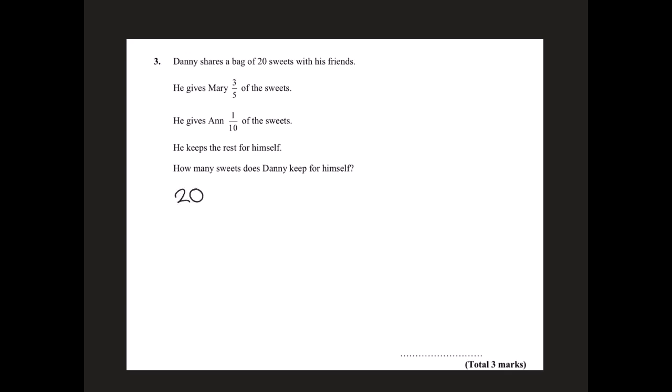So we're going to take our 20. We're going to divide by the bottom. Divide by 5 is equal to 4. And then we're going to times that by 3, the top. So 4 times 3 is 12. So that's how many Mary has got.